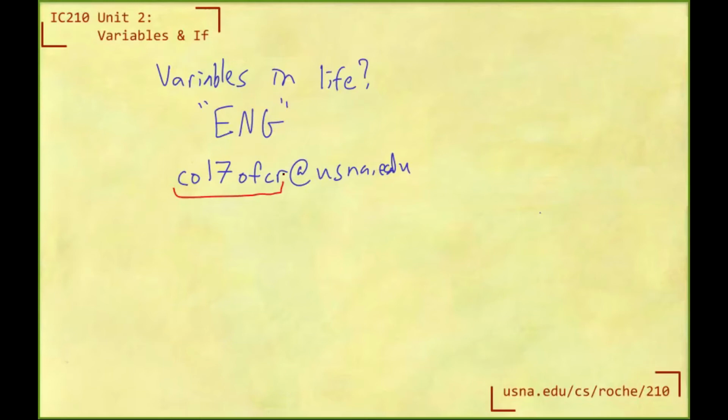So both of these things are kind of like variables where they have a name and they have some types or some properties, like I know always that the company CO17 OFCR is going to be the 17th company officer, but they're not a specific value until we use them, and they could be changing over time.